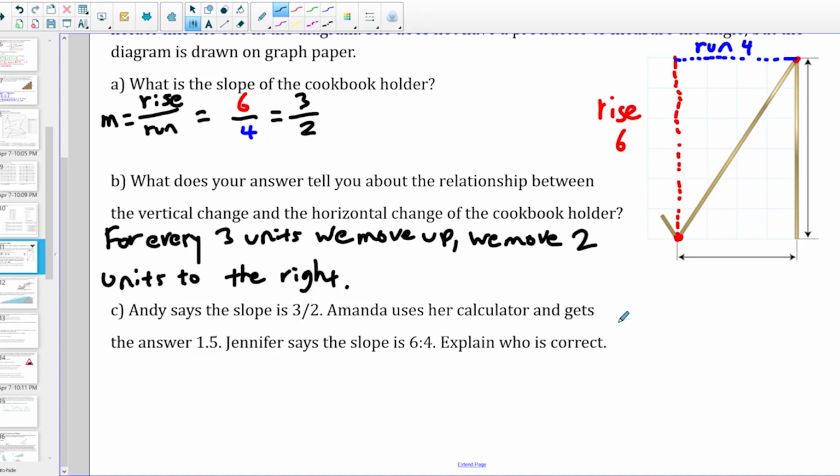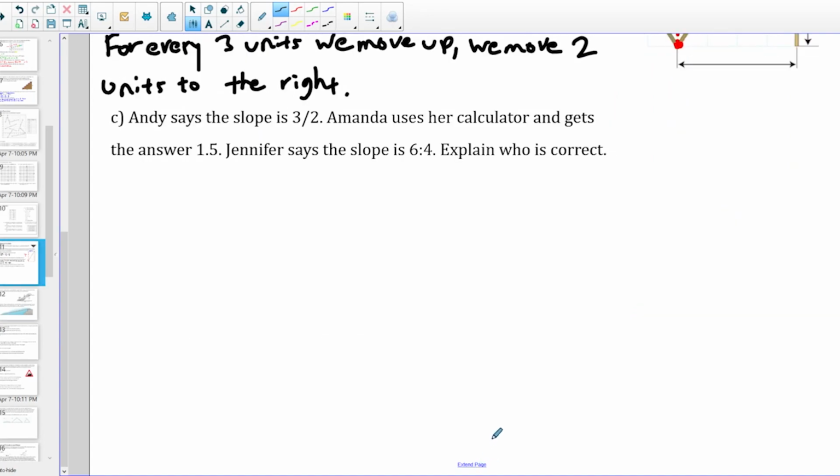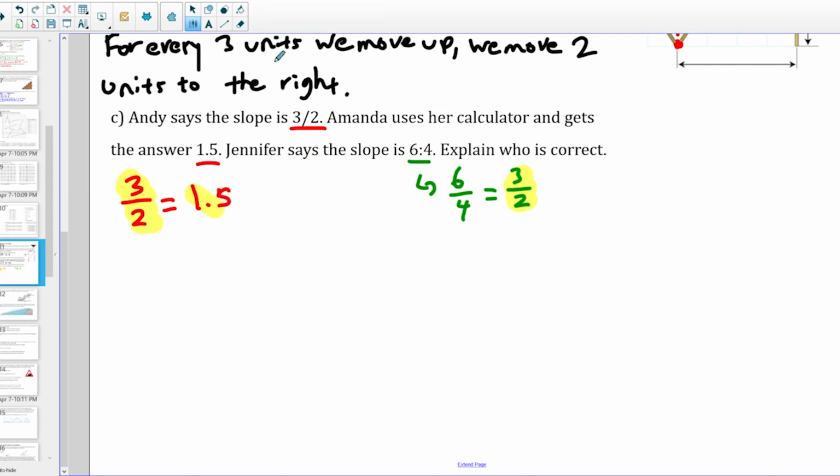Now we're going to compare some of the results that some students have found. It says that Andy says the slope is 3 over 2. Amanda uses her calculator and gets the answer 1.5. Jennifer says the slope is 6 to 4. Explain who is correct. What we're going to notice here is that 3 over 2 and 1.5 are actually the same answer, because if I take 3 and divide it by 2, I end up with 1.5. Meanwhile, Jennifer says that the slope is 6 to 4. If we convert 6 to 4 into a fraction, it can be simplified to 3 to 2. Since these are both 3 to 2, Jennifer also has the same answer as Andy. So Andy, Amanda, and Jennifer all have the same answer.